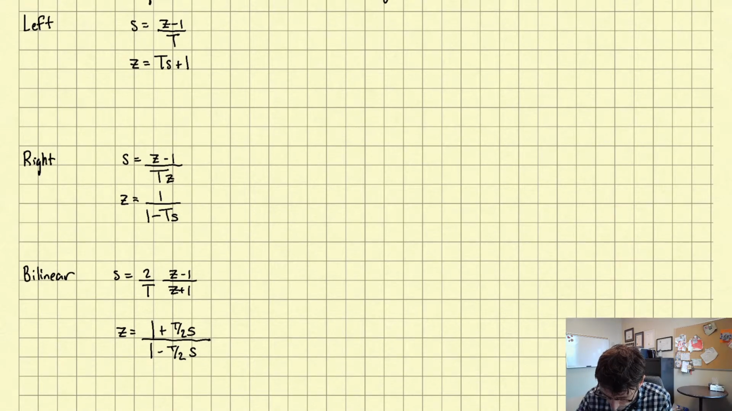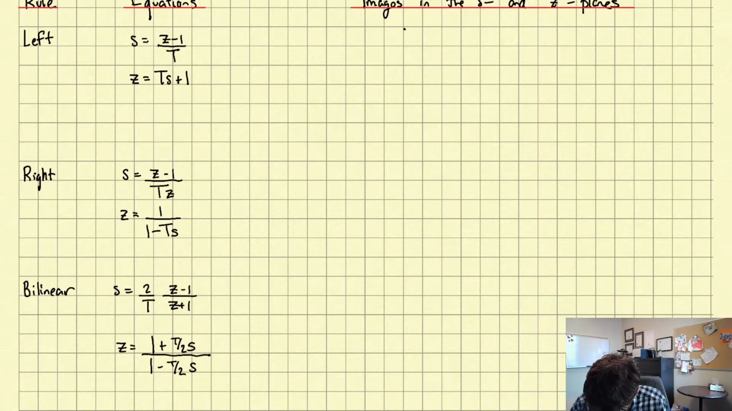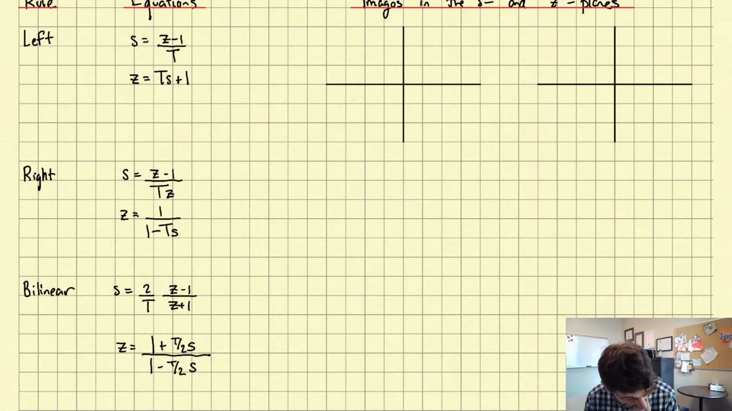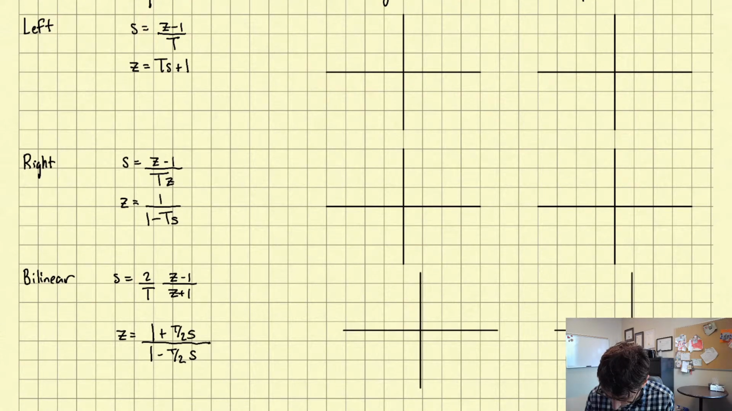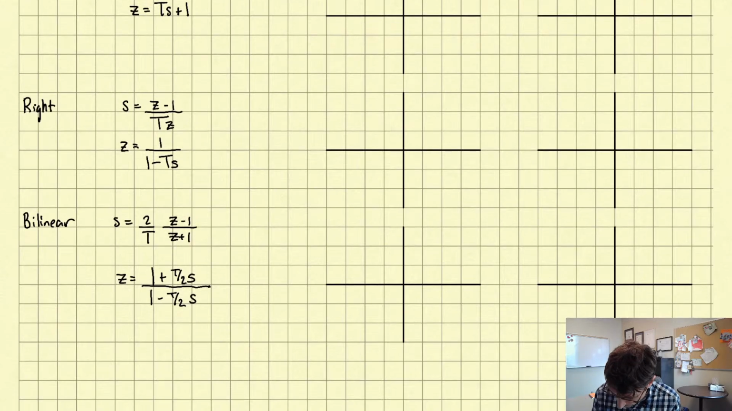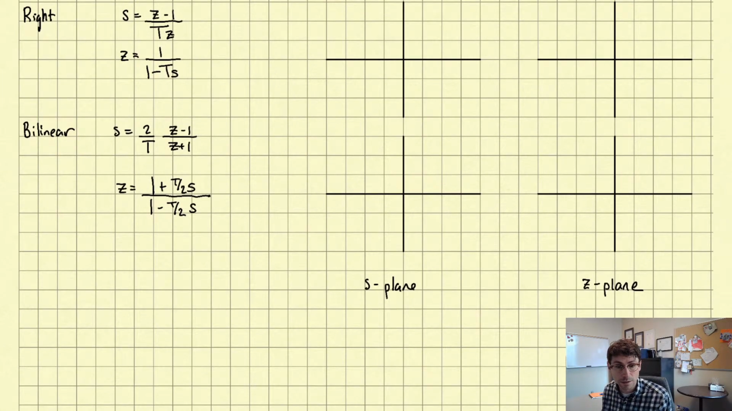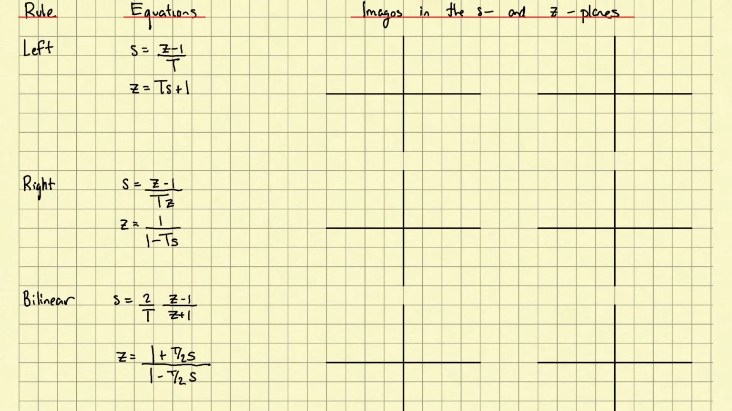And so over here in the last column, I'm going to draw a bunch of copies of the z and the s-plane. So the s-plane will be on the left, the z-plane will be on the right. I'll label that. Okay, so again, on this side, s-plane, on this side, z-plane. Sorry. I'm going to remove my camera for a second. Okay, so let's go through what these different regions look like.